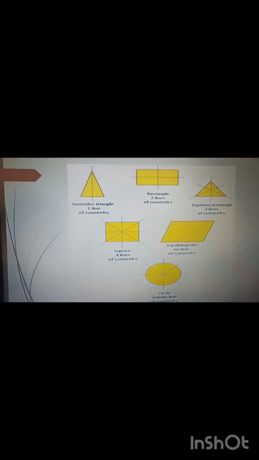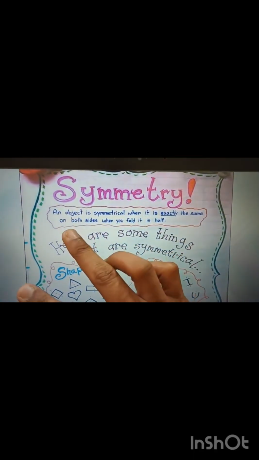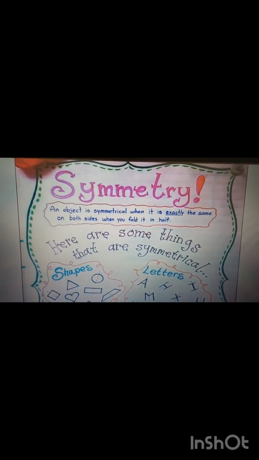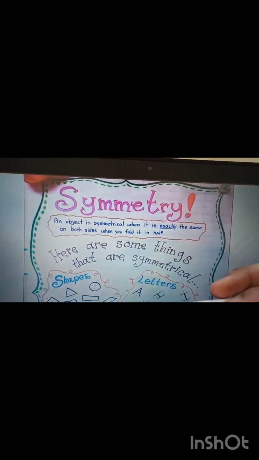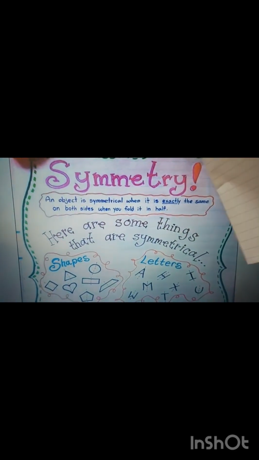Okay, so we'll move on now with a recap. What we have learned: an object is symmetrical when it is exactly the same on both sides. When you fold it in half, you'll get exactly the same shape of any figure when you fold it in a proper half.